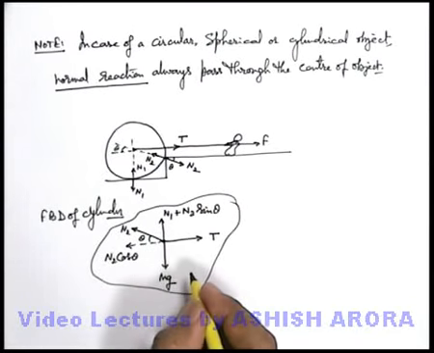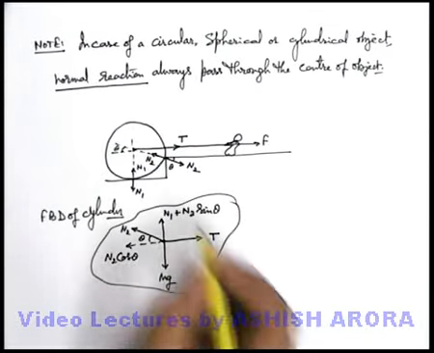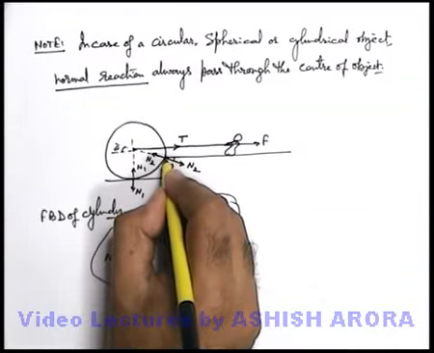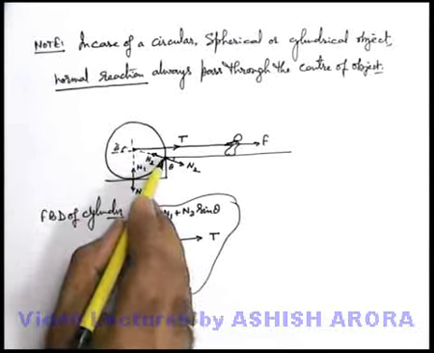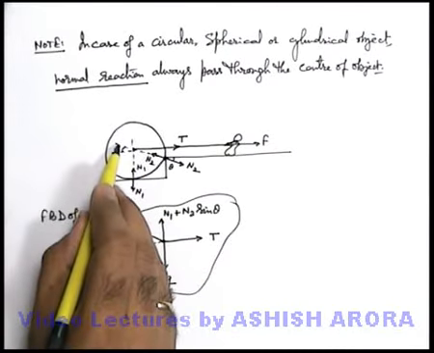So be careful about such types of cases whenever a circular or cylindrical object is in contact at some point and a normal reaction acts. So normal reaction must always pass through the center.